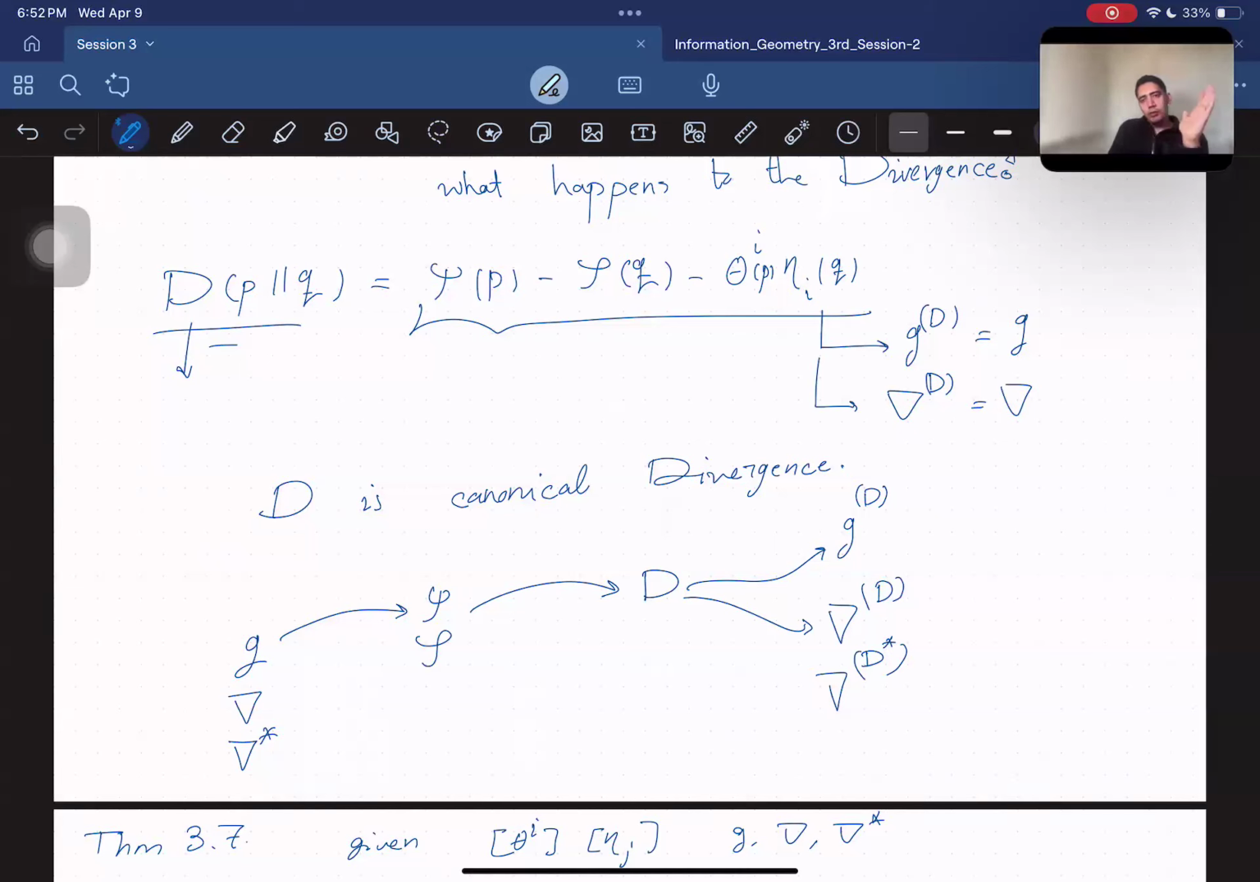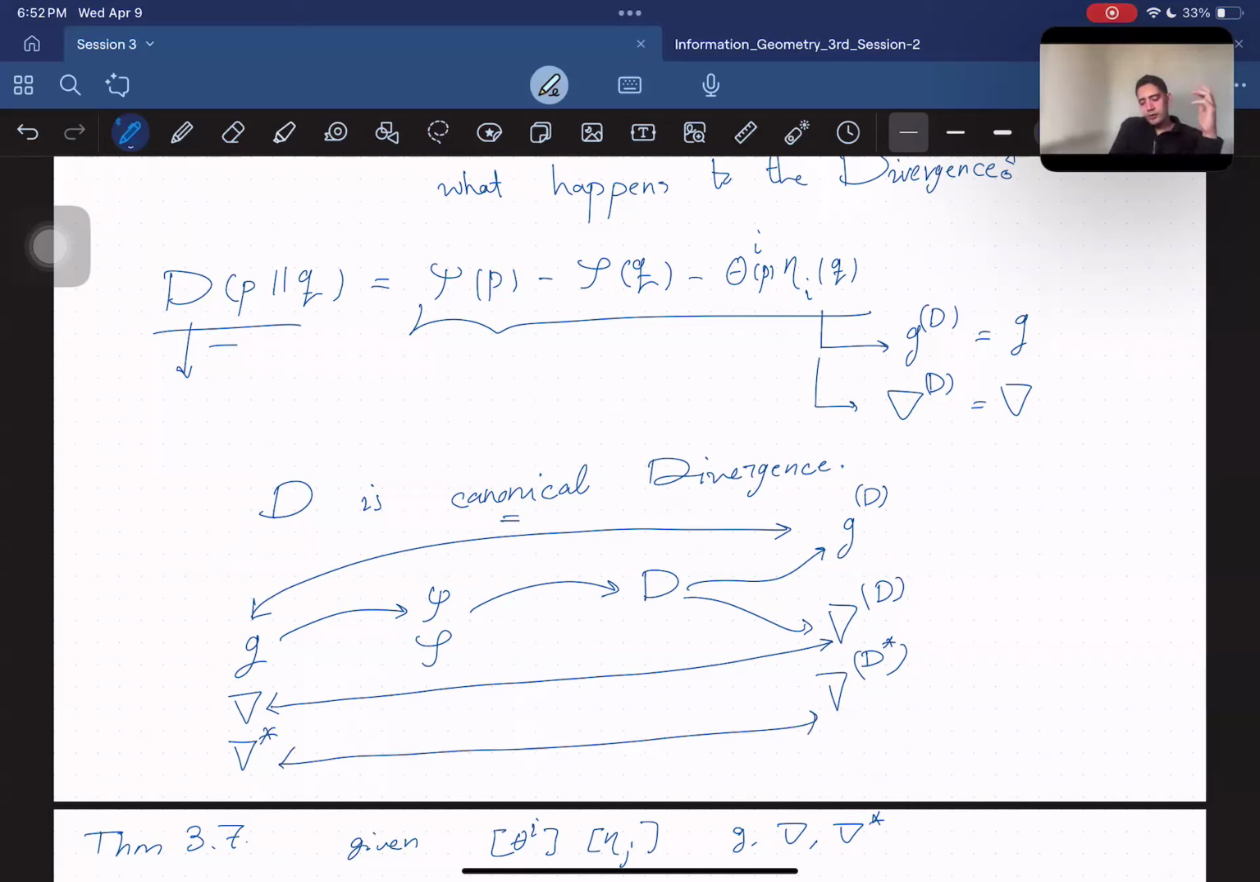The cool thing that happens here is that through calculations, you can see that the first Riemannian metric equals the second. The affine connection you started with is the affine connection you end with. So we close the loop.